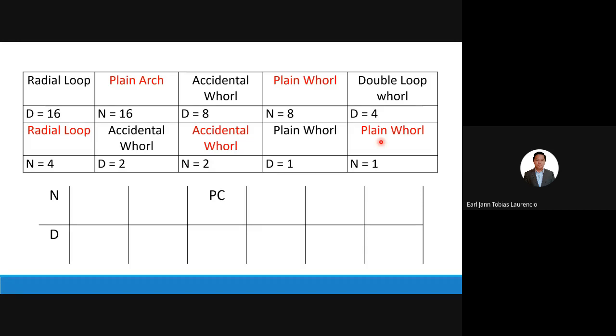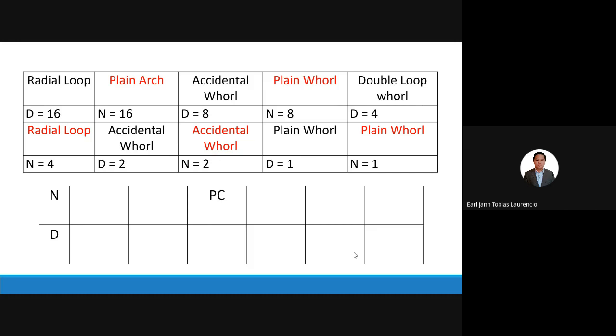Ngayon, para mapabilis itong example natin, nilagyan ko na ng kulay. Okay? Yung mga kulay red, sila yung mga numerator fingers natin. Kasi ito yung finger 2, finger 4, finger 6, finger 8, at finger 10. Samantalang yung mga nakakulay black, sila yung mga denominator fingers. This is finger 1, 3, 5, 7, and 9. Okay? So, kunin natin yung primary classification starting from the numerator.